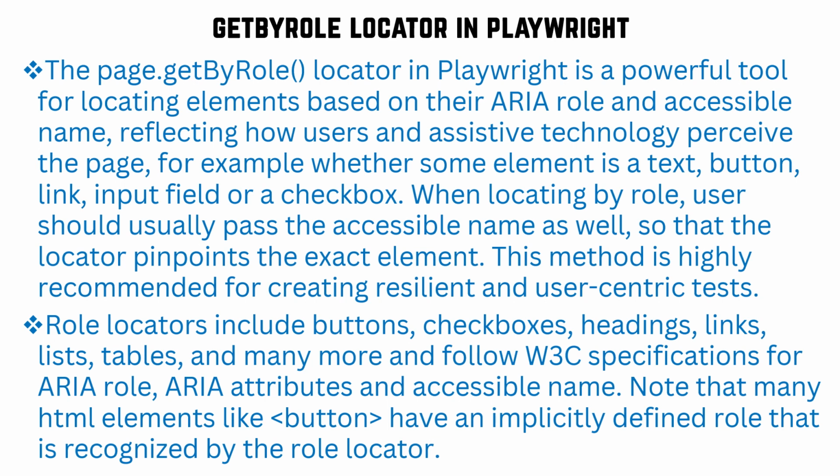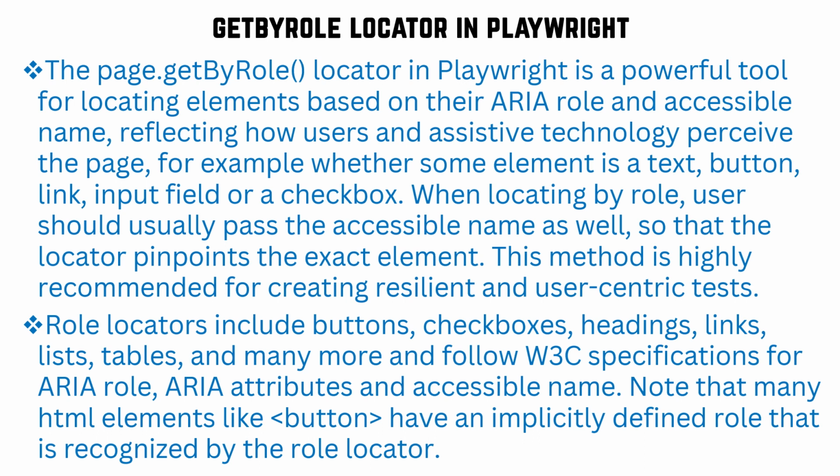So page.getByRole locator in Playwright is a very powerful tool for locating elements based on their ARIA role. So the role will be button, heading, checkbox, radio, right? All these kinds of roles will be there. So getByRole is nothing but a powerful tool for locating elements based on their ARIA role and accessible name, reflecting how users and assistive technology perceive the page. For example, whether some element is a text, button, link, input field, or checkbox.